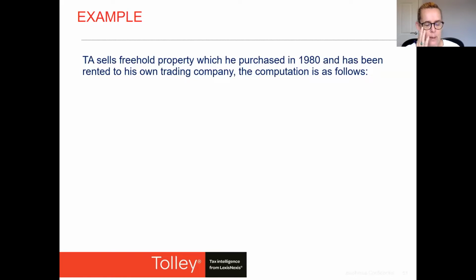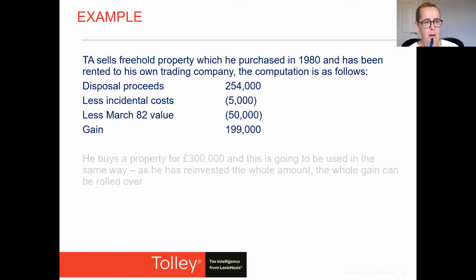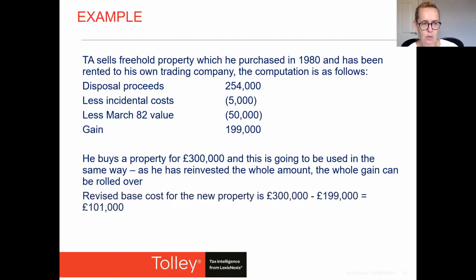Just have a look at a couple of quick examples. Somebody sells a freehold property which they purchased in 1980. They disposed of it for 254,000, making a gain after deduction of costs of 199,000. They buy a new property for 300,000 because they have reinvested all of the proceeds. Then the whole of the gain can be rolled over. They will have no capital gain to pay, and the base cost going forward of the new property will be £101,000.